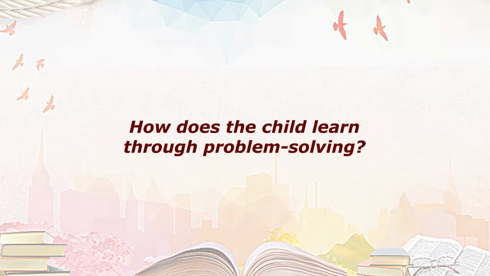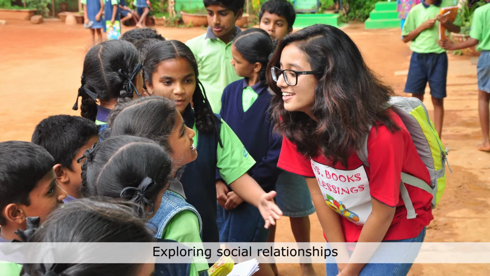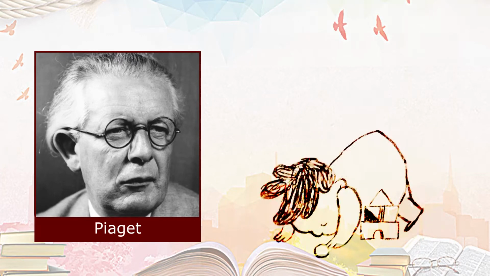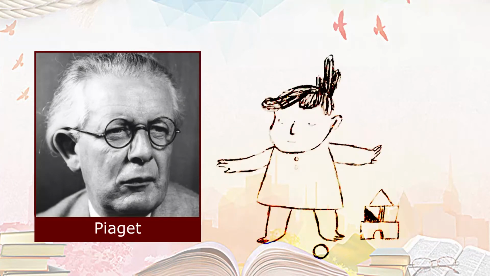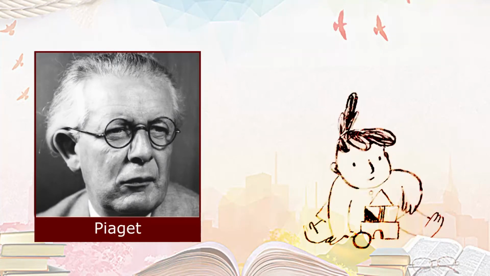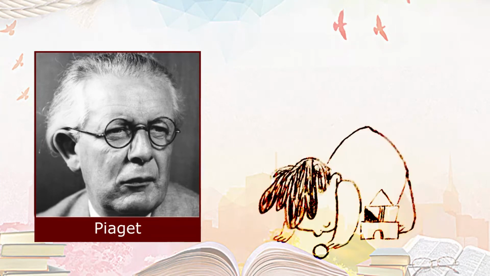But how does the child learn through problem solving? When presented with problems, a child learns to formulate ideas, try out those ideas, accept or reject them by means of manipulating objects, interaction with others, and exploring social relationships. As rightly observed by Piaget, a child understands better when he or she discovers or invents something. The discovery or invention is possible only by employing the process of problem solving. Many types of research had also concluded that problem solving serves as a vehicle for active learning.